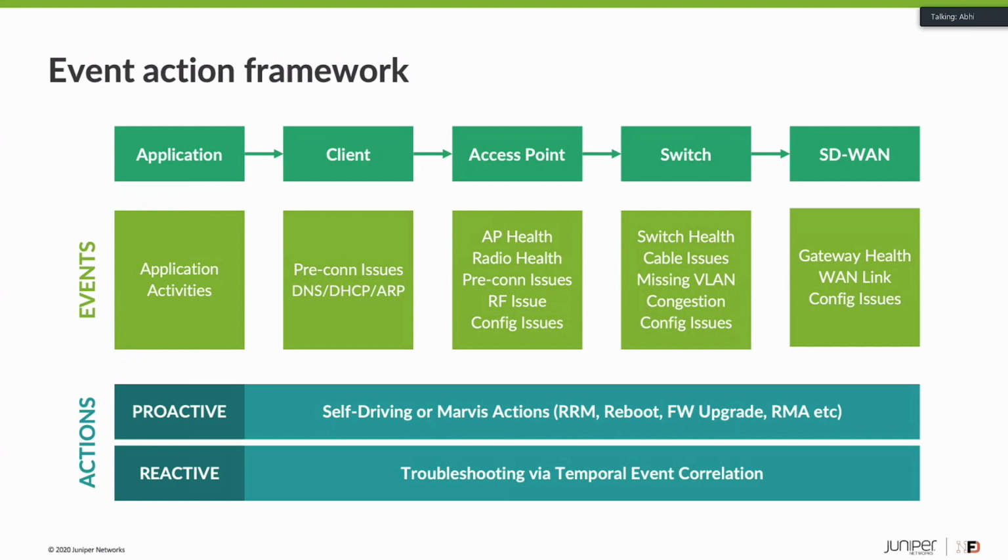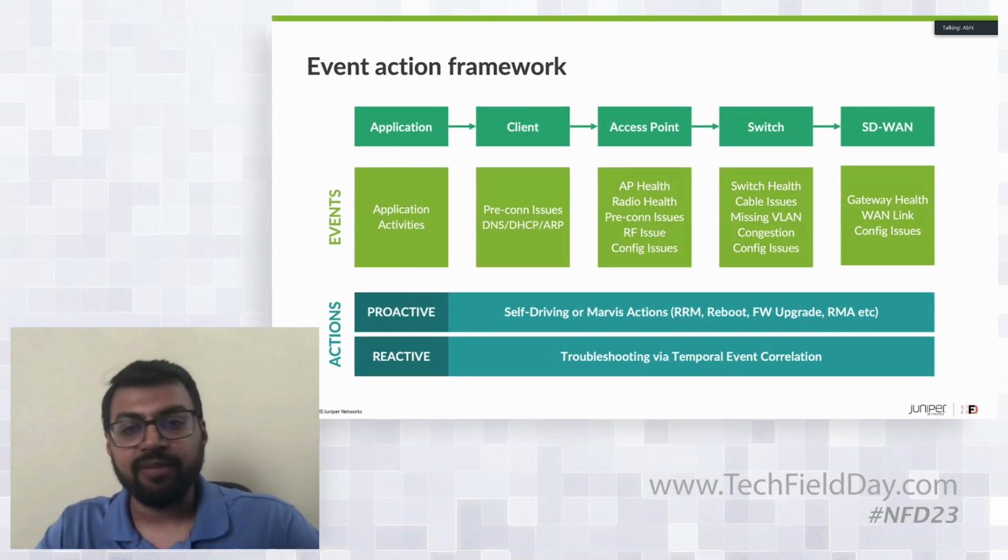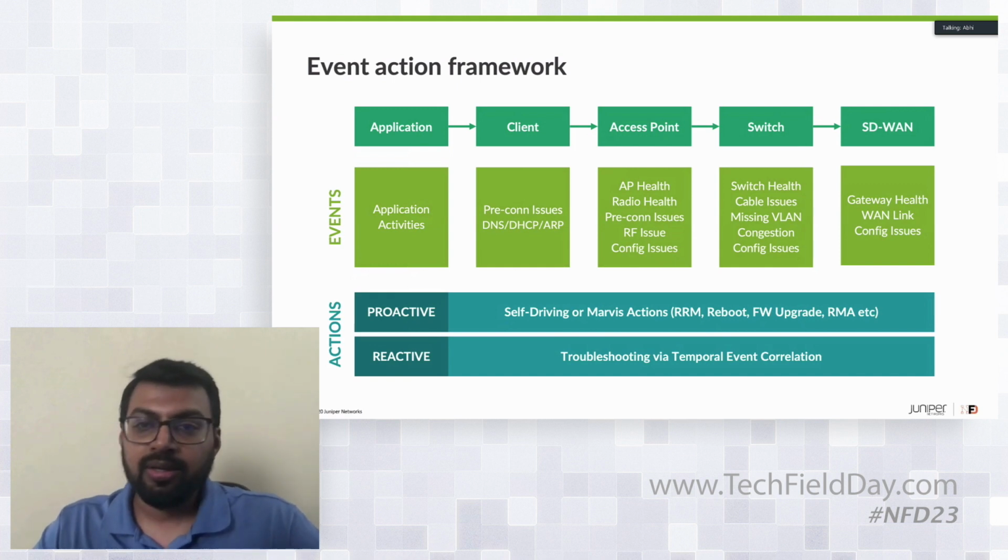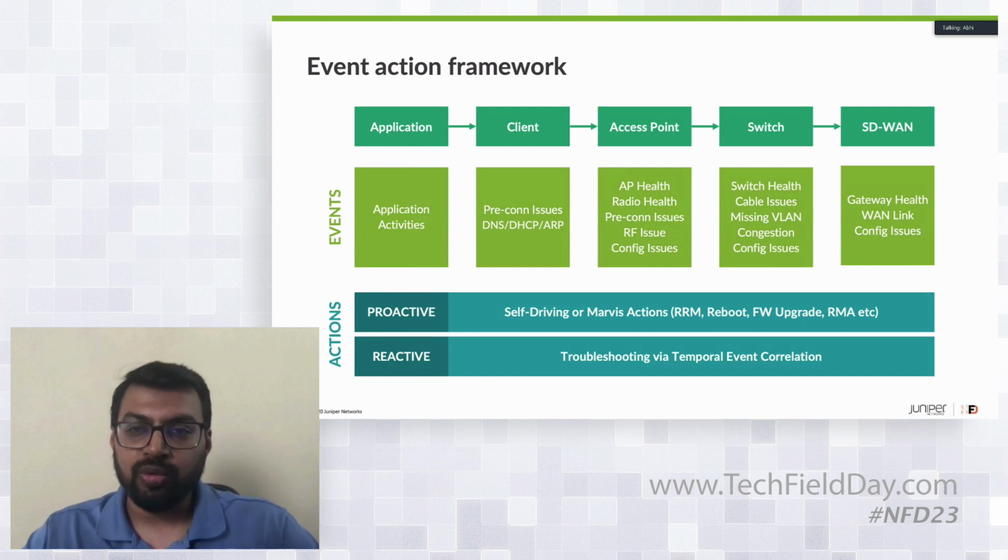We spoke about the different pieces that are involved. We always have events or data that come into the network. We have the pre-connection and post-connection issues, be it DNS, DHCP, ARP, from a client's perspective. From an AP perspective, you have your AP health, your radio health, and pre-connection and post-connection issues. From the switch, you have many issues that we spoke about: cable issues, missing VLAN, congestion on your network. All of that is also an event that comes through to us.